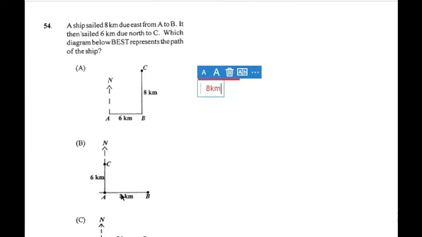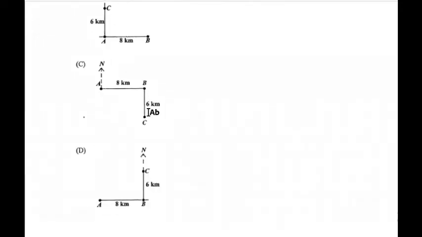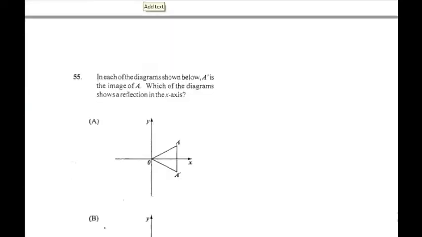This couldn't be, as it should be going A to B, and then from B to sail 6 kilometers. So that is not our answer. B is not our answer either. C is not our answer, as this is sailing south and the question says that it sailed north. So the only one that represents that is D, and that is our answer.